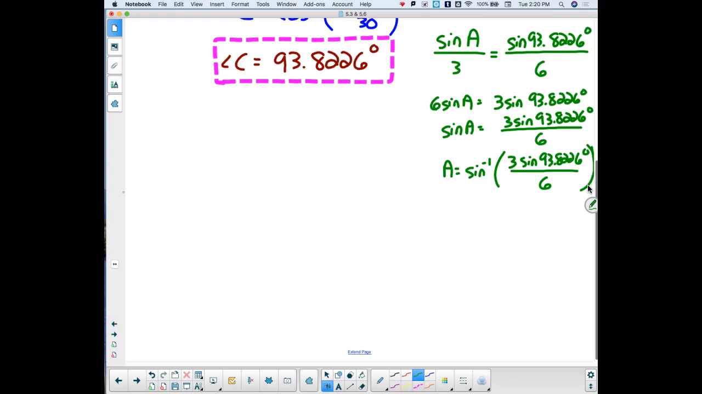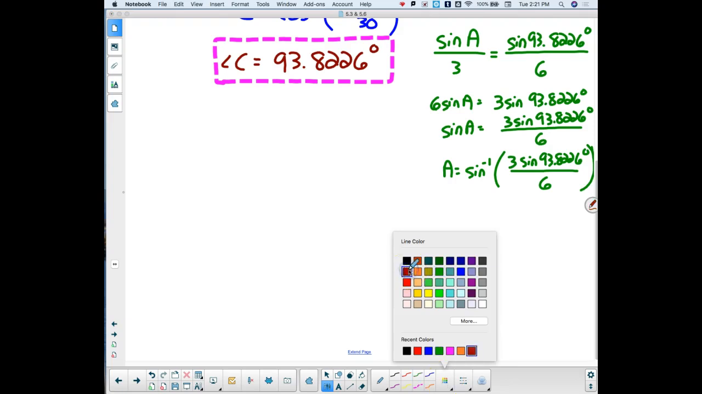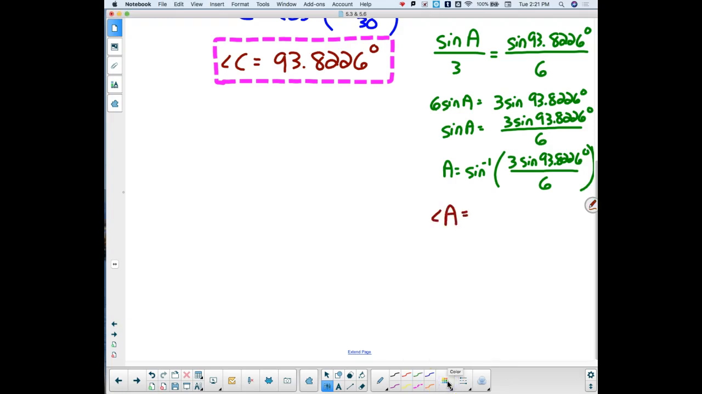So inverse sine of 3 times the sine of C degrees divided by 6. I get angle A here is 29.9264 degrees. Agree? Okay.